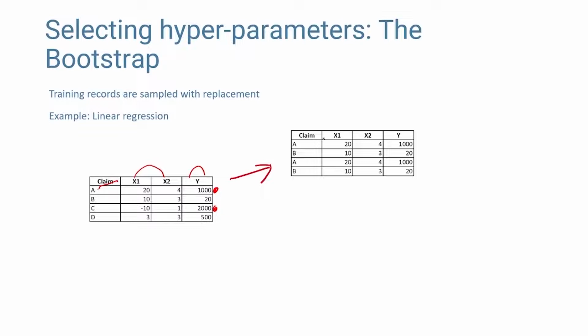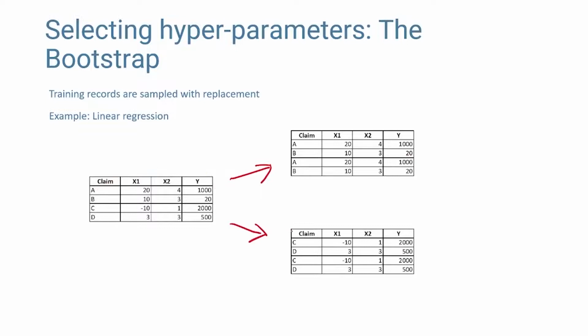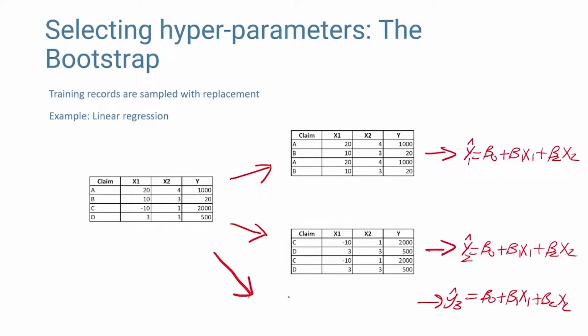So your first bootstrapped sample uses A twice and B twice. And so the average claim amount would be somewhere between 1,000 and 20. The next bootstrap sample uses only claims C and D. And so this would have a higher claim amount. So you can repeat this process up to hundreds of times, where you would have additional bootstrap samples of the data. If you're fitting a linear model, you would then have different parameters for each model. So the model based on this first data set might have a lower average claim amount than, say, this model.